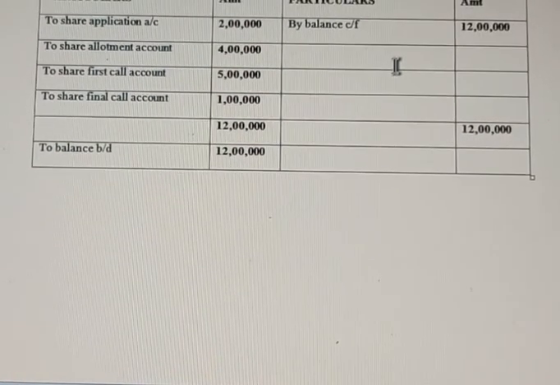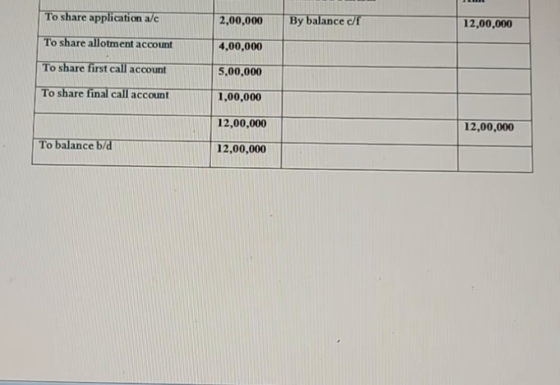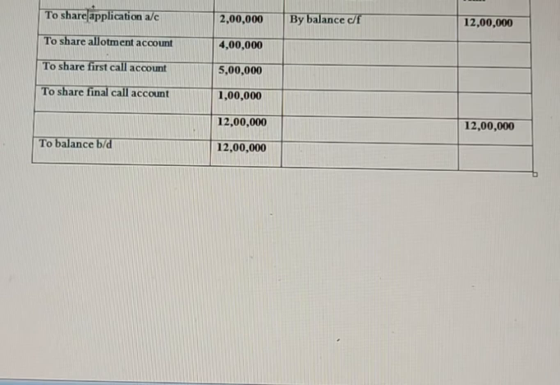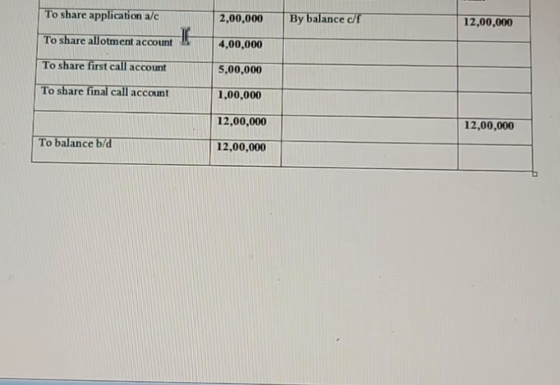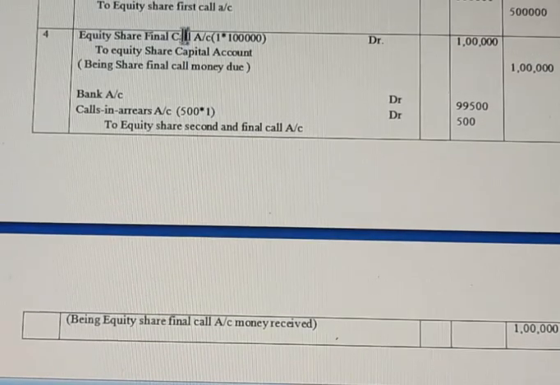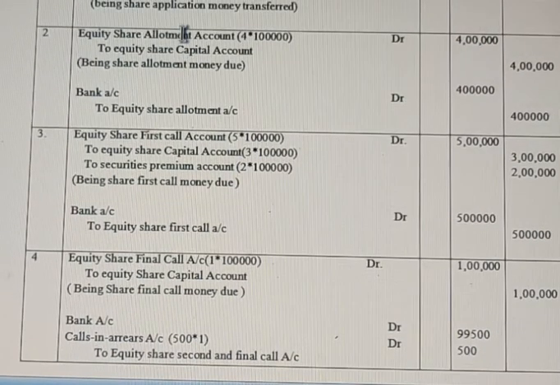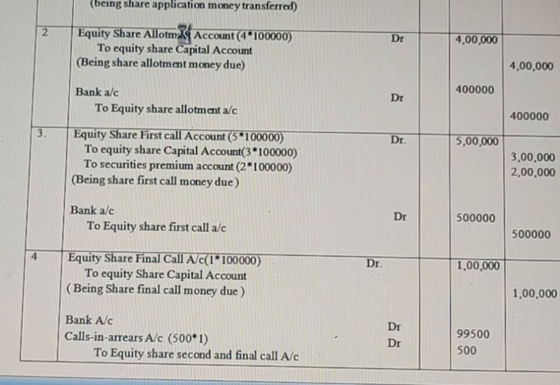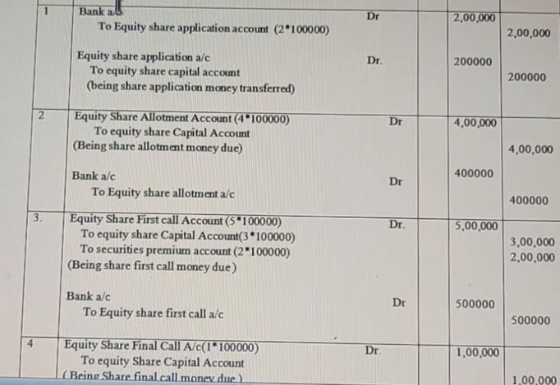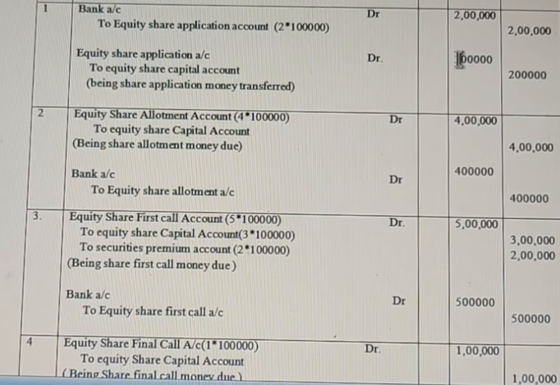So here you have a bank account. This always denotes debit side. This right side always denotes credit side. How did we get these values? So going back to the journal entries, you would have all learnt debit and credit rules, right? So we all know how to post these journal entries to the ledger account. To give one example, you can see bank account debit to equity share application account 2 lakhs.